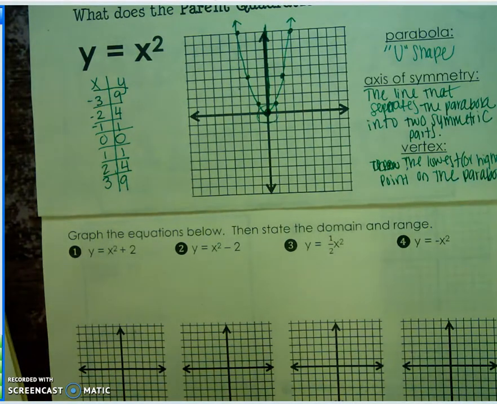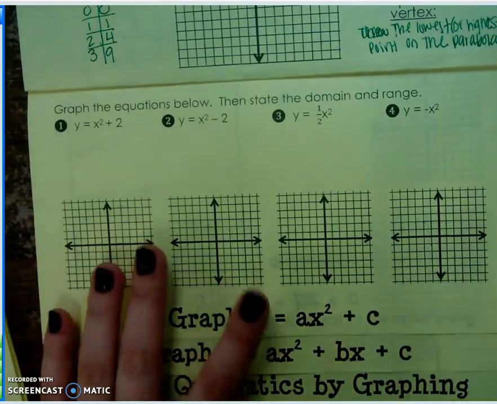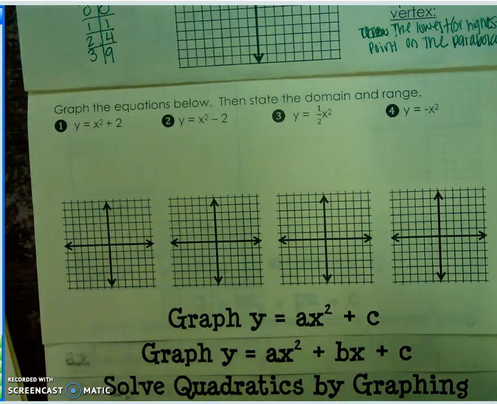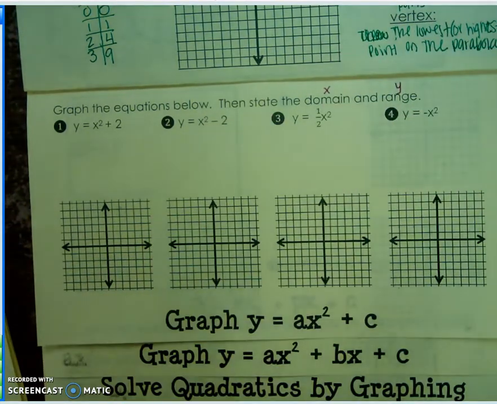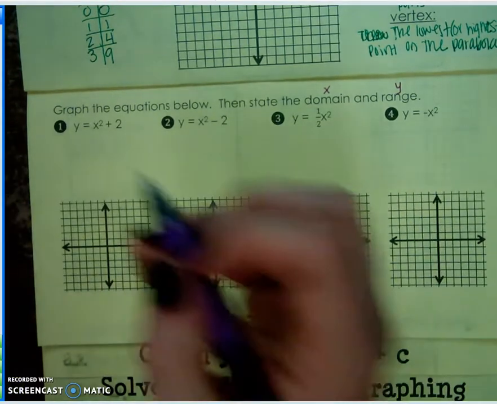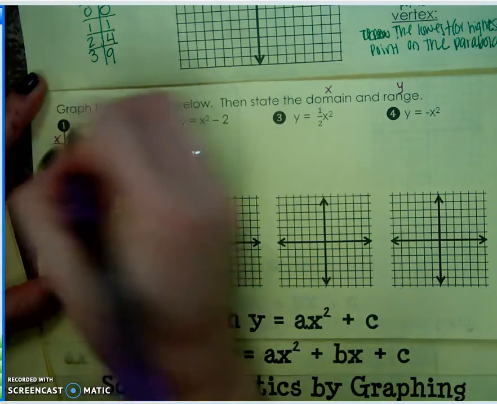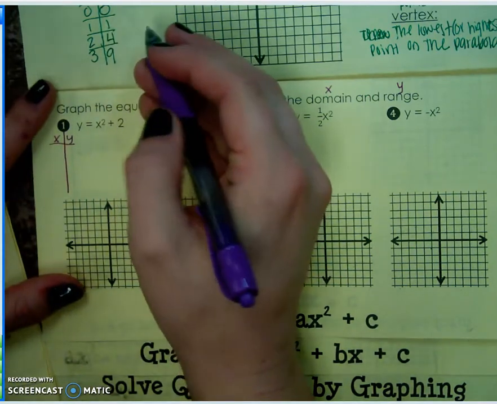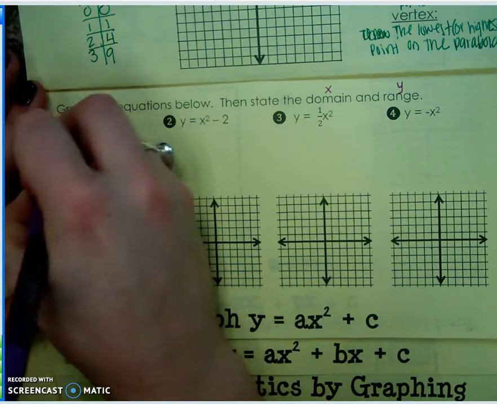Okay? All right, so let's graph the equations below, and we're going to state the domain and range. Remember, the domain are the x values, and the range are all the y values. So the first thing that you're going to want to do is set up your table. We do not have to do as many points as we did up here, but let's at least get 5: -2, -1, 0, 1, and 2.